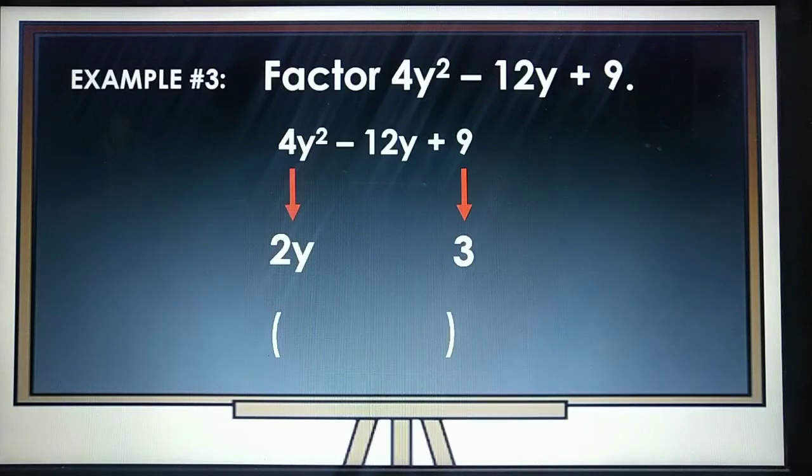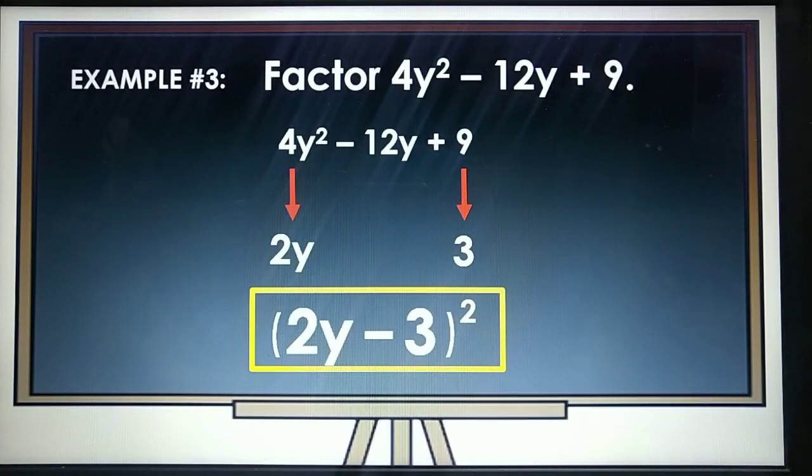We will write 2y as our first term in the binomial factor. The square root of 9, which is 3, will be the second term or the last term of the binomial factor. Then, since our middle term has a negative sign, we will carry it to our binomial factor and take the square of the binomial factor, and that will be the factored form of our trinomial, which is the square of 2y minus 3.